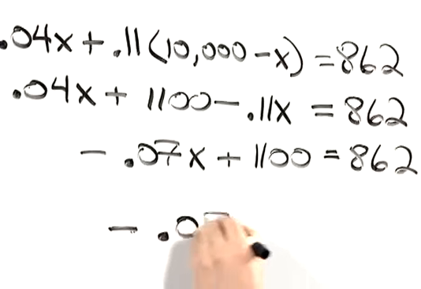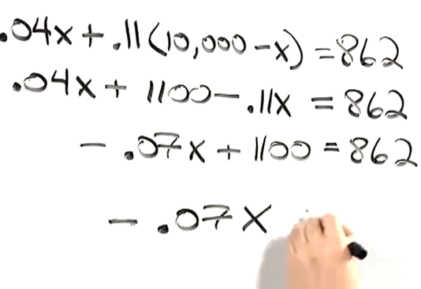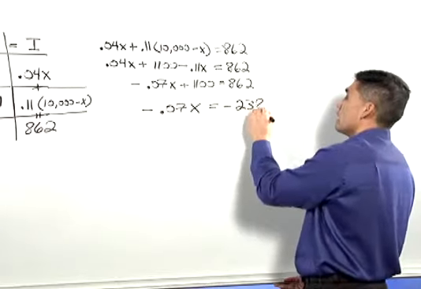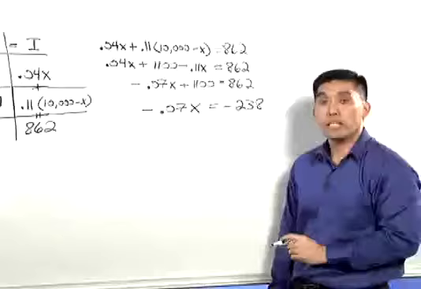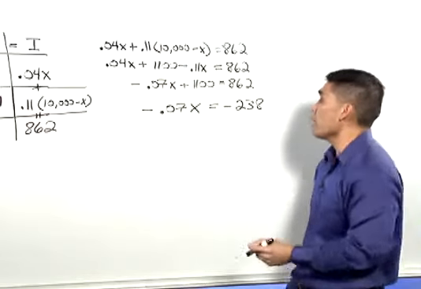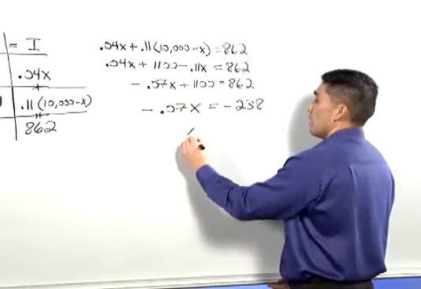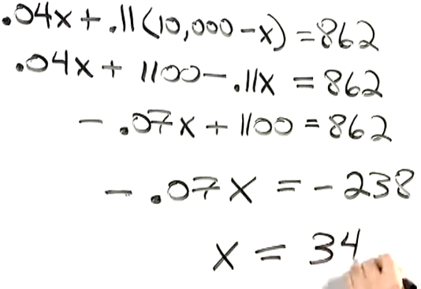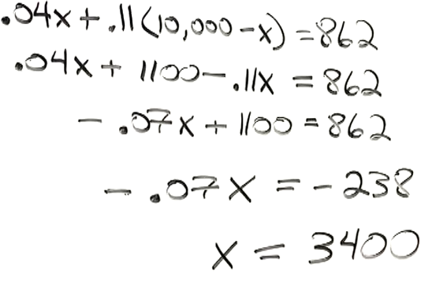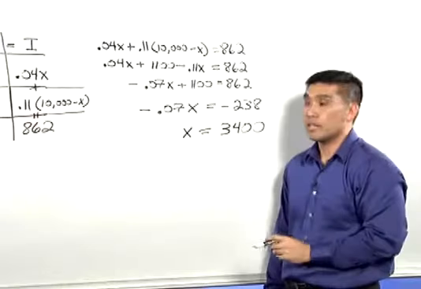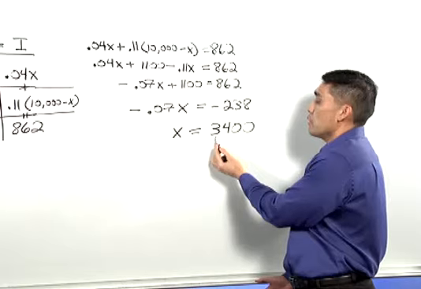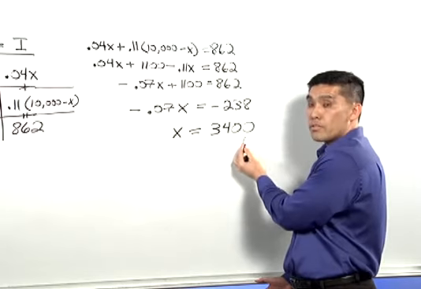Negative 0.07x equals negative 238. And finally, divide both sides by negative 0.07. X equals 3,400. So what we found here is that in the 4% account, Ernesto invested $3,400.